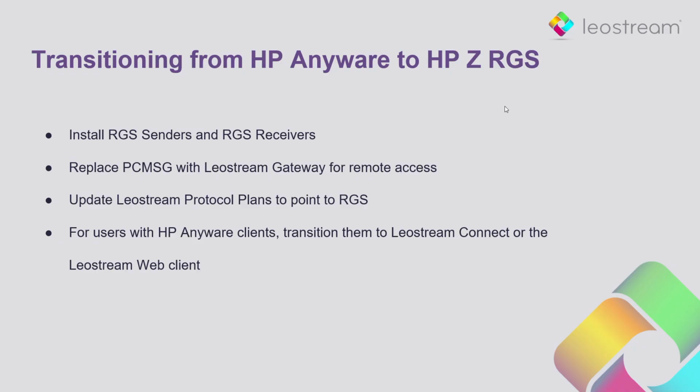Now, just one final note before I show this in action. If you are currently using HP Anyware with the PC over IP protocol, whether you're a current Leostream customer or just using HP Anyware with the HP Anyware Manager, you can give your users a really seamless transition over to HP Z RGS when you insert the Leostream platform. And here's your four-step process. You'll install the RGS sender and receivers, where you have your PC over IP agents and HP Anyware clients. If you are using the PC over IP Connection Manager and Security Gateway for remote access, you will replace that with the Leostream Gateway. Do a little configuring in Leostream to build up protocol plans.